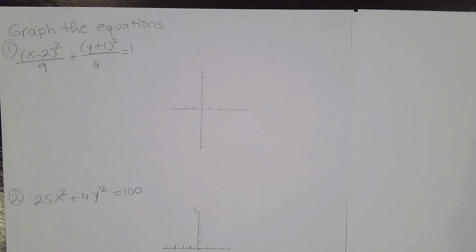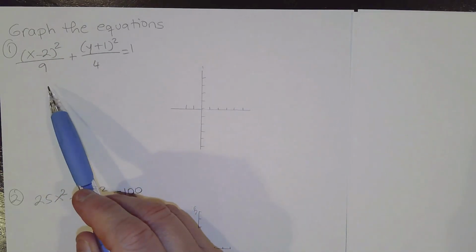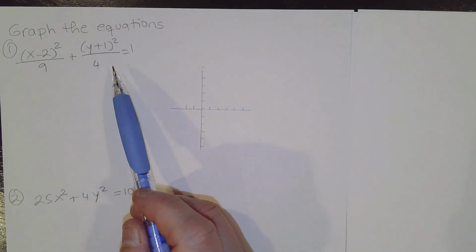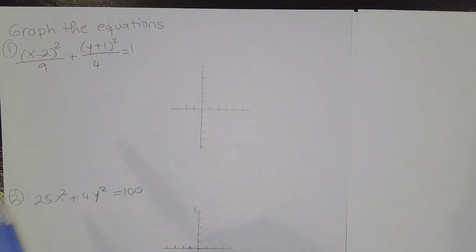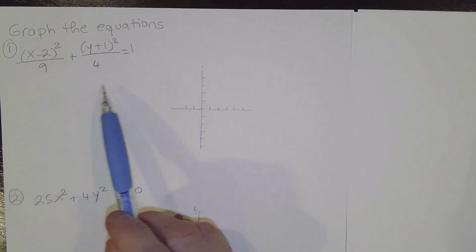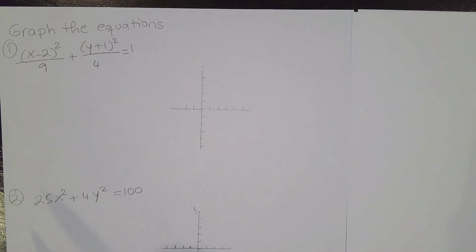Everybody, today we're going to graph these two equations. The first one is (x minus 2) squared over 9 plus (y plus 1) squared over 4 equals 1. Now this looks like an equation of an ellipse centered at (h, k).